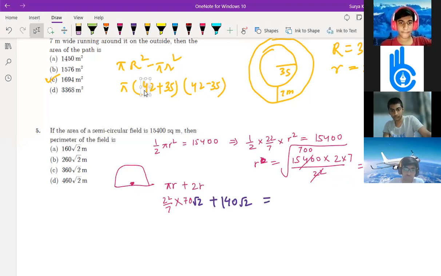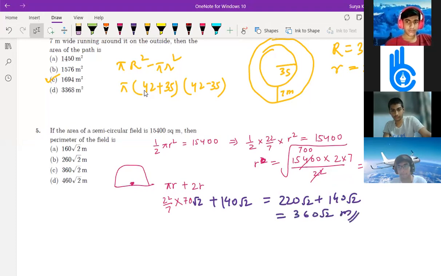Yes. So 10 root 2, 10 into 22, 220 root 2 plus 140 root 2. So answer will be 360 root 2 meters. This is the answer. Like this we have to do.